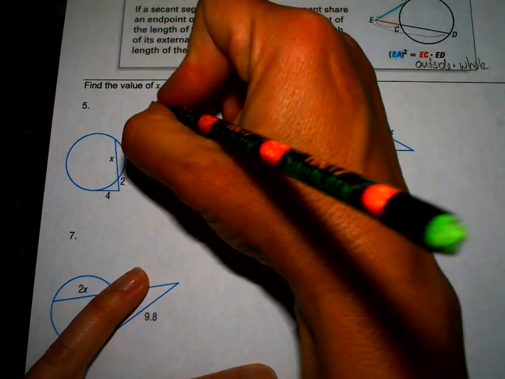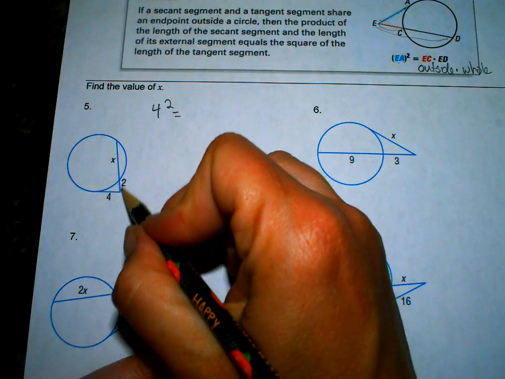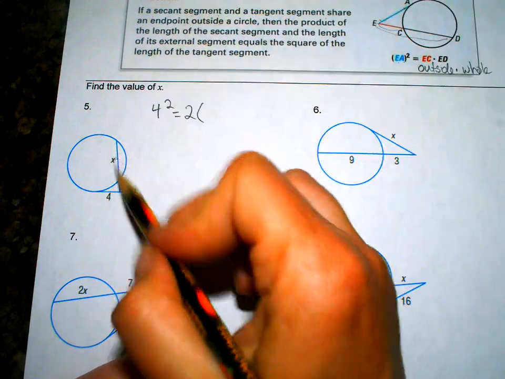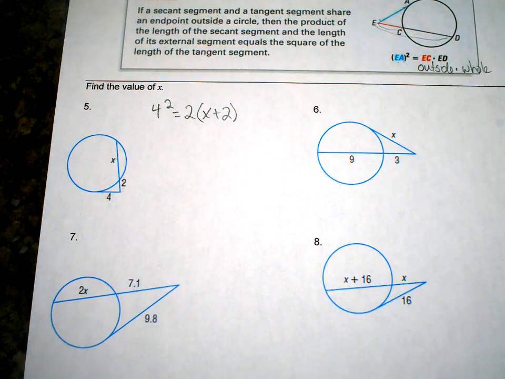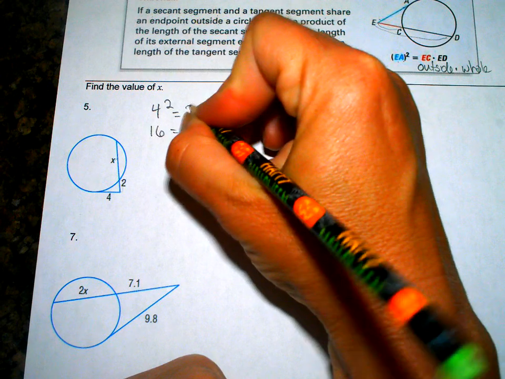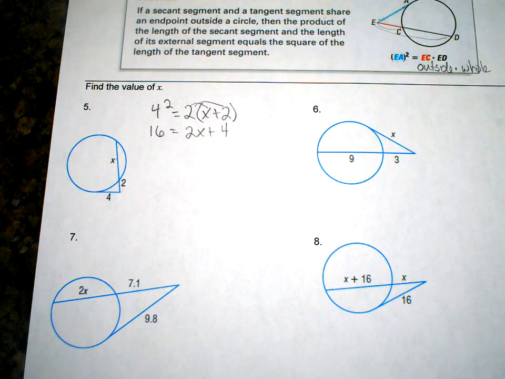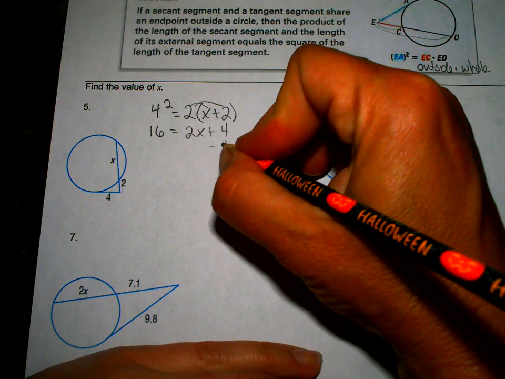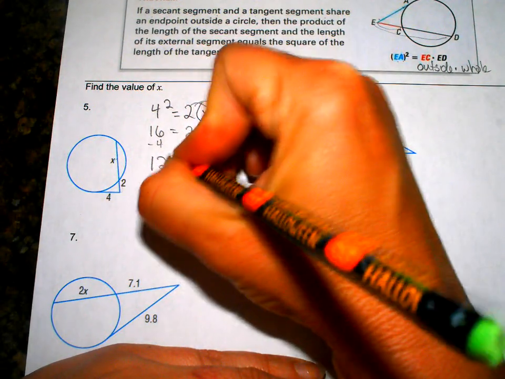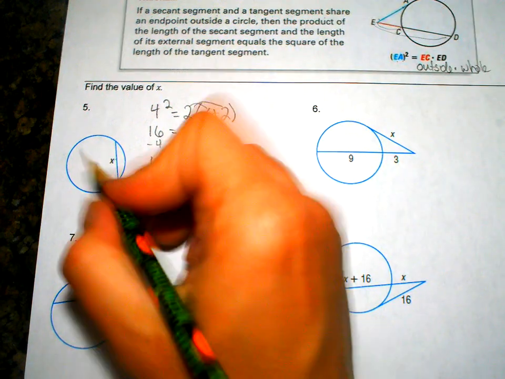Four squared equals the outside piece 2 times x plus 2. So here we go. 16 equals 2x plus 4. Okay. Then minus 4. 12 equals 2x. X equals 6. Okay, and I could put it in there.